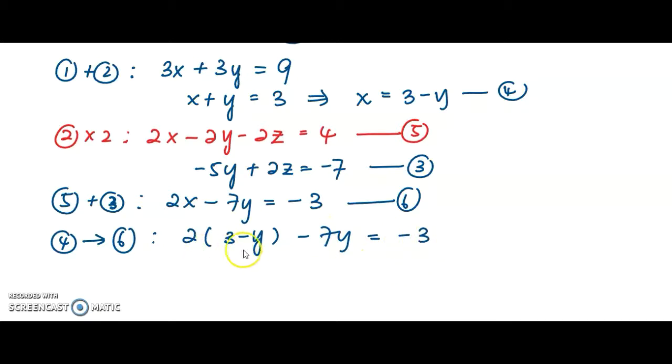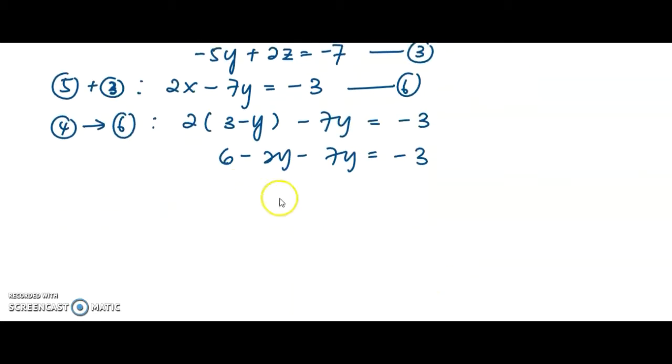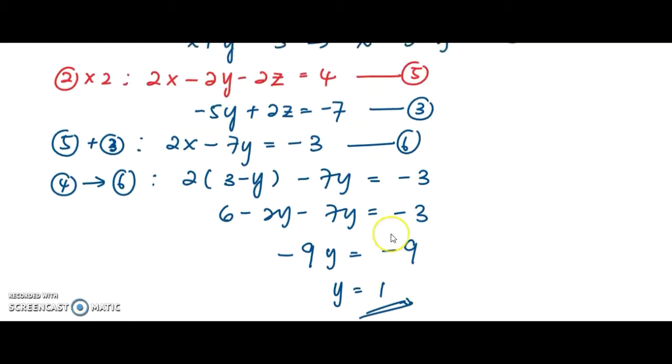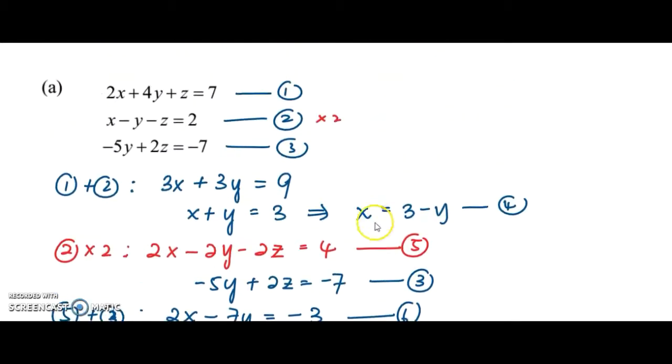Now this equation just contains the unknown y, meaning that you can solve for y. Expand this, you get 6 minus 2y minus 7y equals negative 3. And simplify further, you get negative 9y equals negative 3 minus 6, that is negative 9. And y, you have 1. We have successfully solved for y.